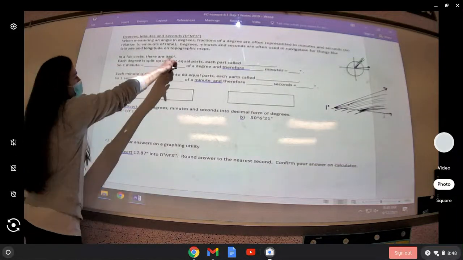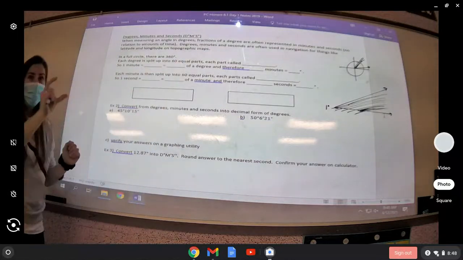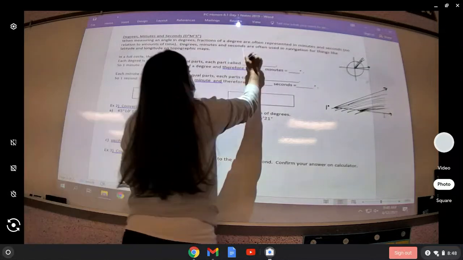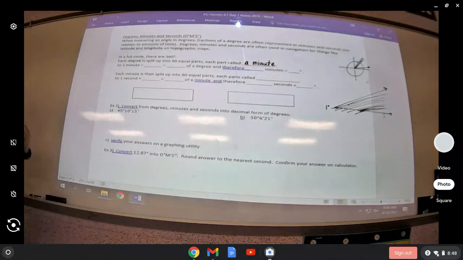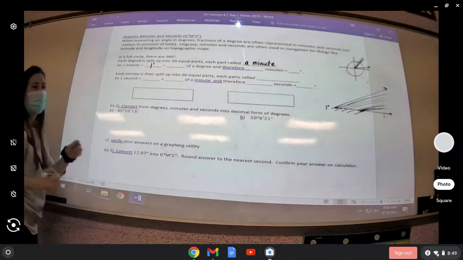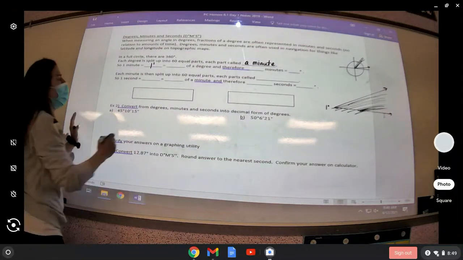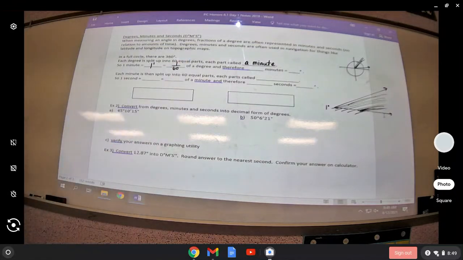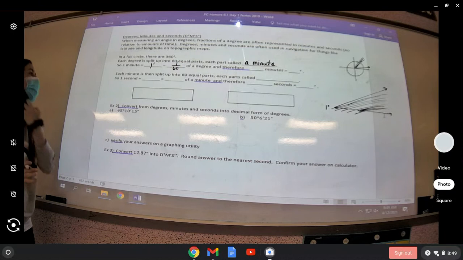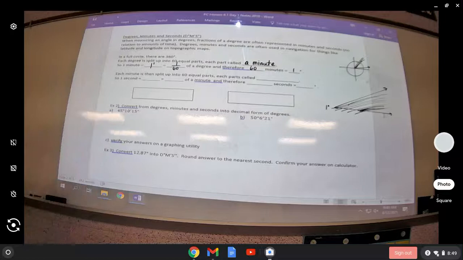All right, so in a full circle, there are 360 degrees. Each degree is split up into 60 equal parts. Each one of those parts is 1 minute. They use the single apostrophe to denote 1 minute. So 1 minute equals 1/60th of a degree, right? We take 1 degree and chop it into 60 equal parts. Each one of those parts is 1 minute. So therefore, 60 minutes live inside of 1 degree.